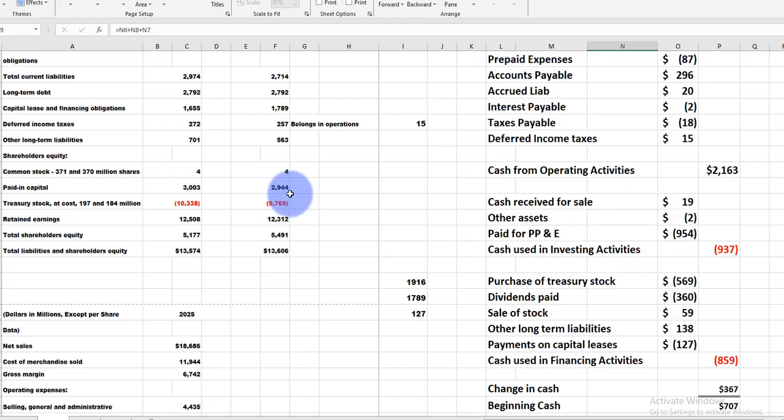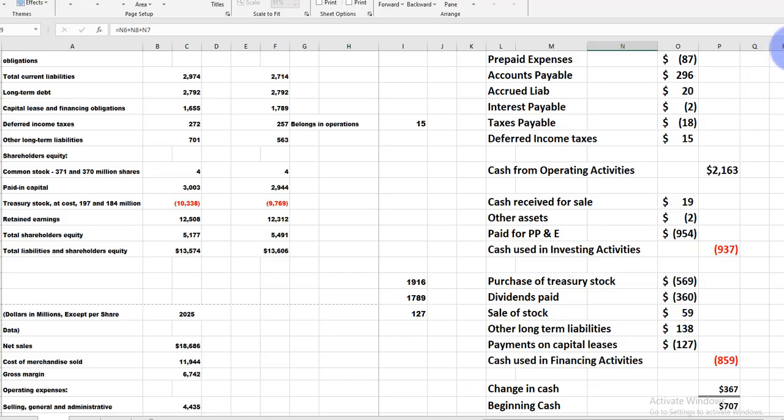So we look at paid-in capital because these two really go together, and we see that it went up 56 plus 3, 59. So we must have sold that for cash. Cash came in from the sale of stock. If we want to be fancy, we can put in cash received from the sale of stock, something like that, 59. Okay. So that is the equity part.